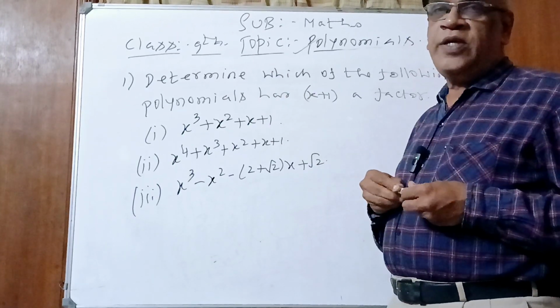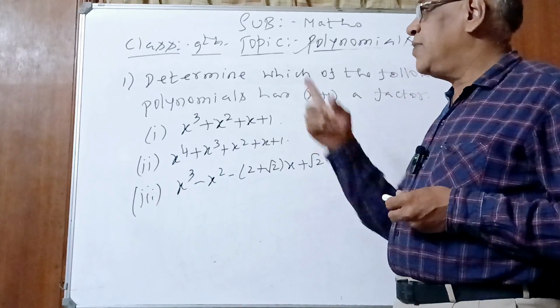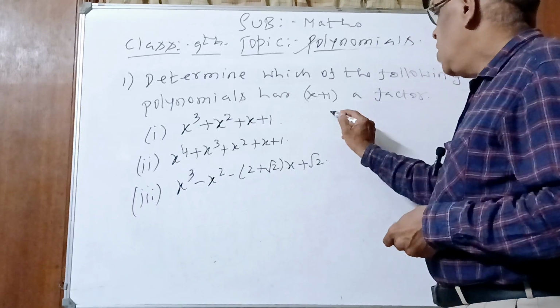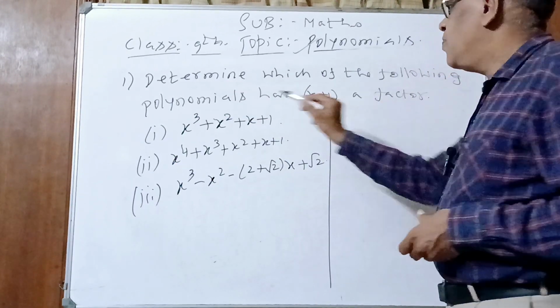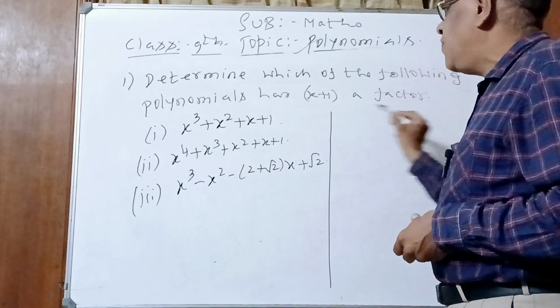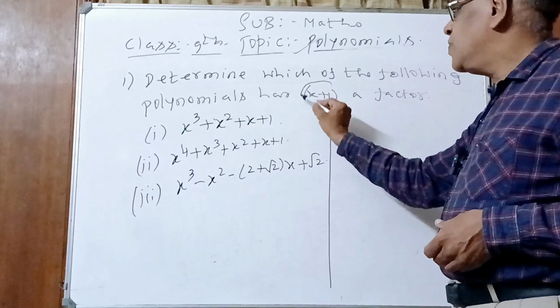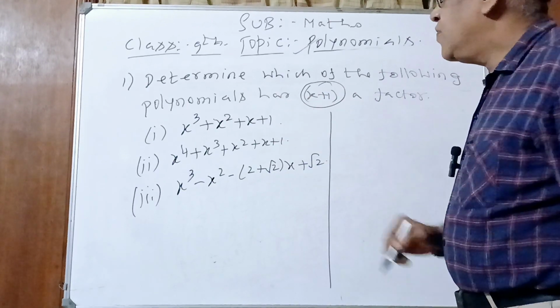Children, in the last topic we studied the remainder theorem and the factor theorem. Based on that, now we have to solve this sum. The question is: determine which of the following polynomials has x plus 1 as a factor. Three polynomials are given. You have to check x plus 1 is a factor of which of the following polynomials. This is the first one, children.